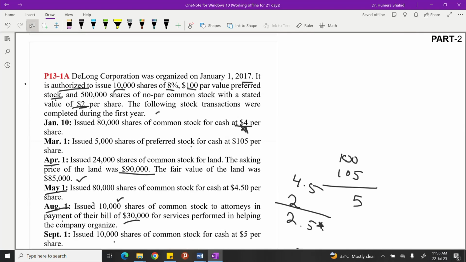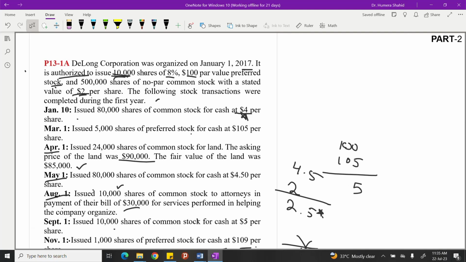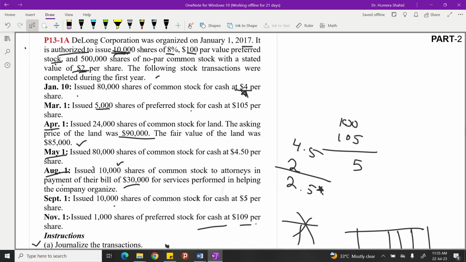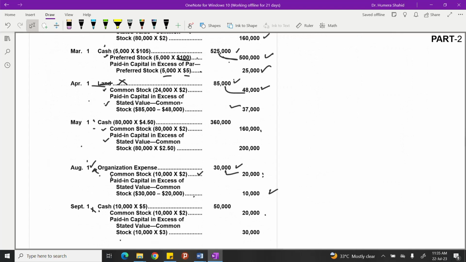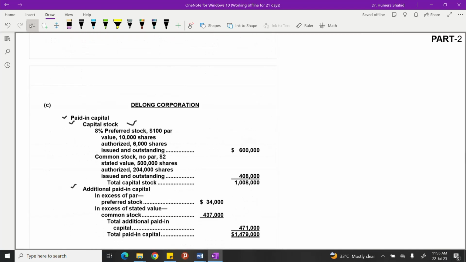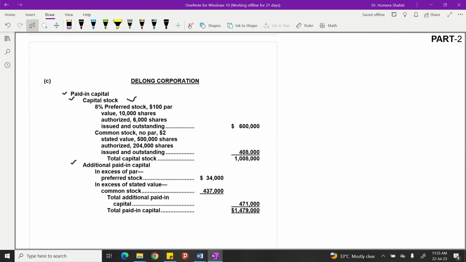10,000 shares authorized. How many issued? Journal entry number: March 1st issued 5,000 shares and November issued 1,000 shares. So altogether 6,000 shares. See here, 6,000 shares issued and outstanding. So 6,000 multiplied by 100, that is 600,000.